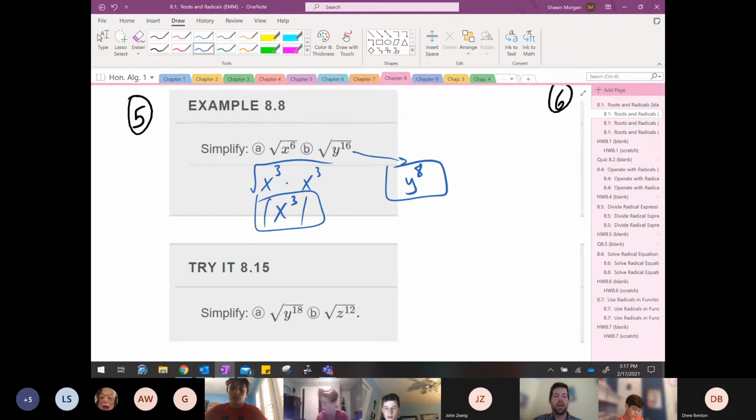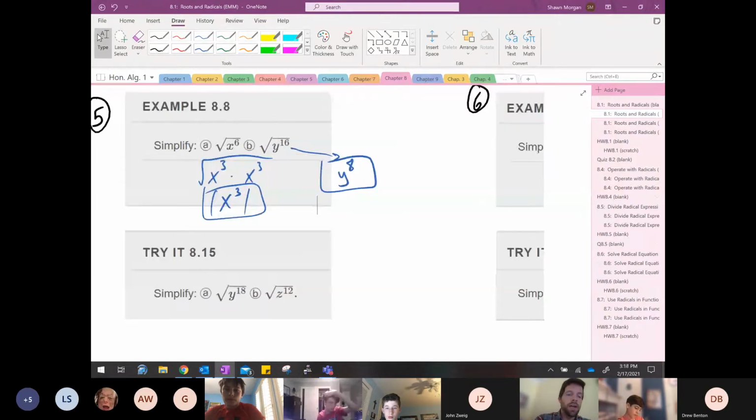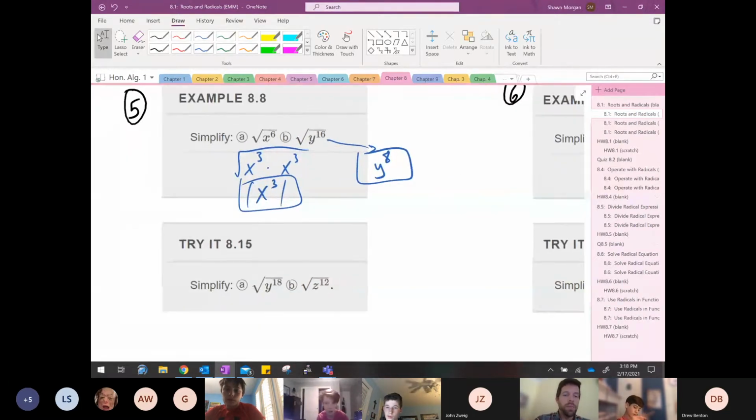Now, similarly, look with me at the second two examples at the bottom of my screen, 8.15. I'll give you guys about a minute. Why don't we try those two examples? You've got the square root of y to the 18th, and the square root of z to the 12th. See what you get there.